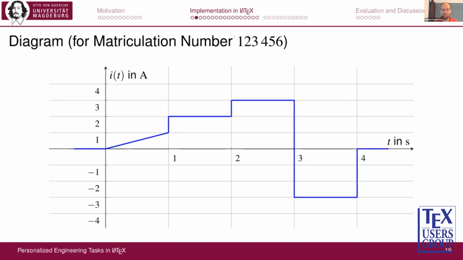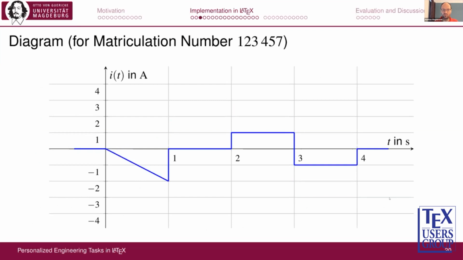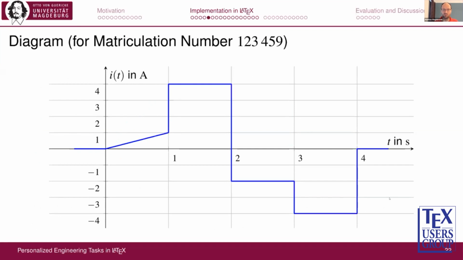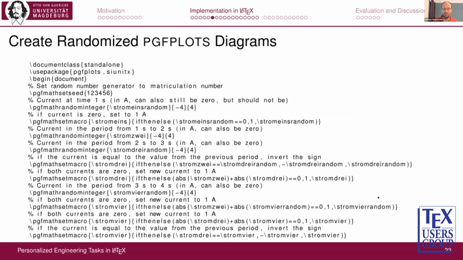And so the task is the same for all, but each student gets a different diagram. So here for some sample matriculation numbers, I've given different diagrams, and it's always a linear function here, and then 3 constant functions in the other 3 time steps. So one diagram looks like this, and the next one might look like this, and the next one might look like this, and so on. So they all get the same tasks, but they all get different diagrams with different values. So they have to develop more or less their own solution.